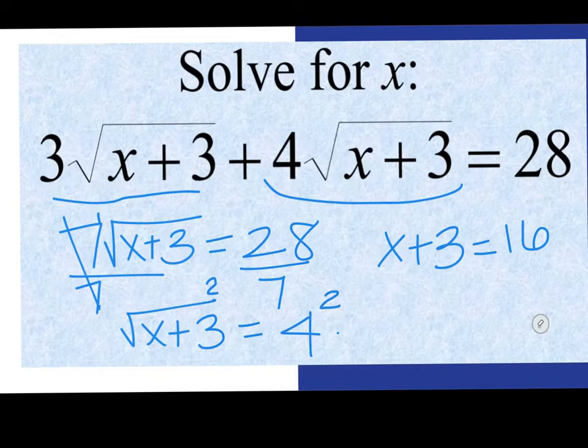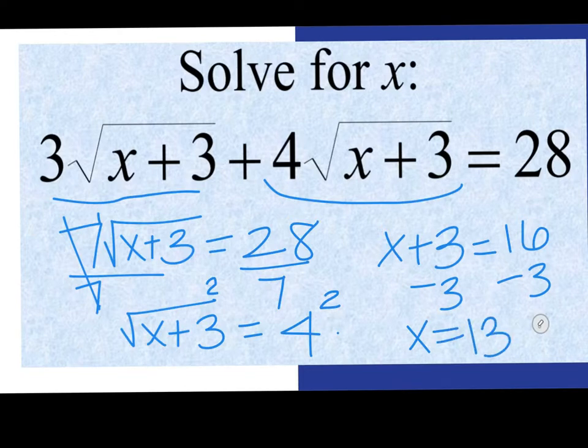And then step 4 is to solve the equation just like I have always learned to do. So I'm going to get x by itself by subtracting 3 from both sides, and x is going to equal 13. And then I'm going to want to plug that into my original equation just to make sure that that is a good solution.